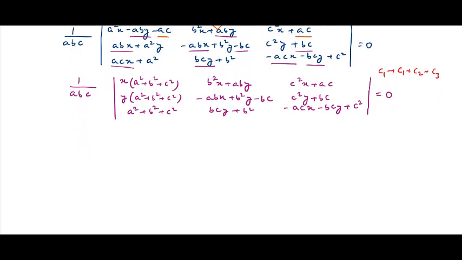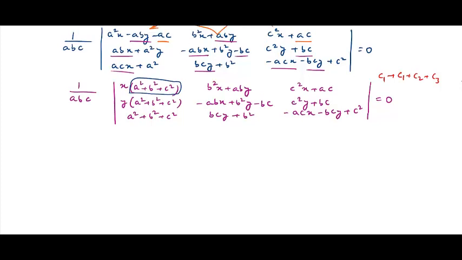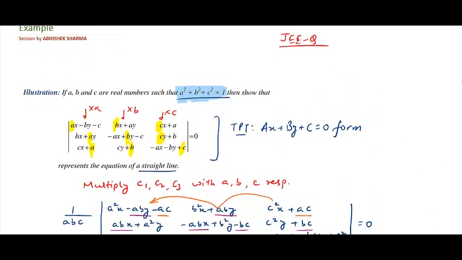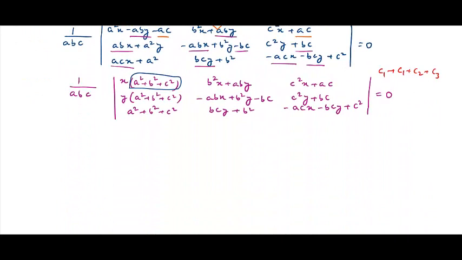And now we put this A square plus B square plus C square is given as 1. This was given to be 1 in the question. This value was given as 1. So we use this information. Also, apart from this, along with putting this value, we will take B common from this column and we will take C common from here.